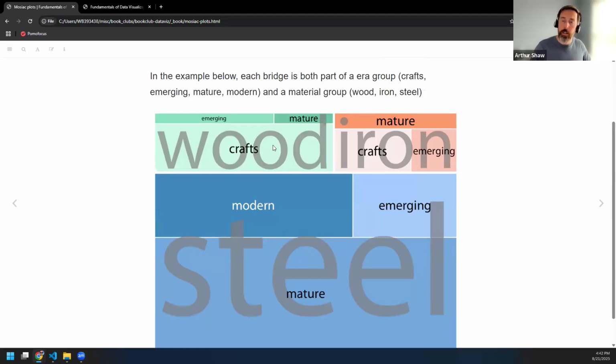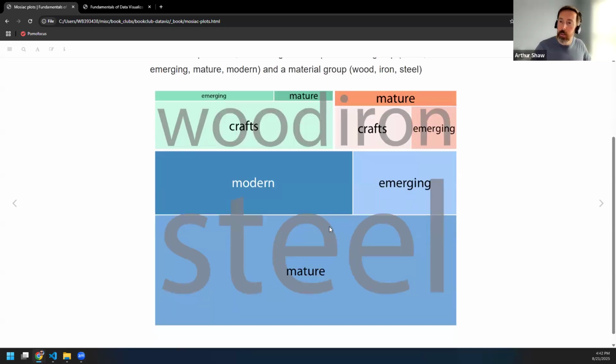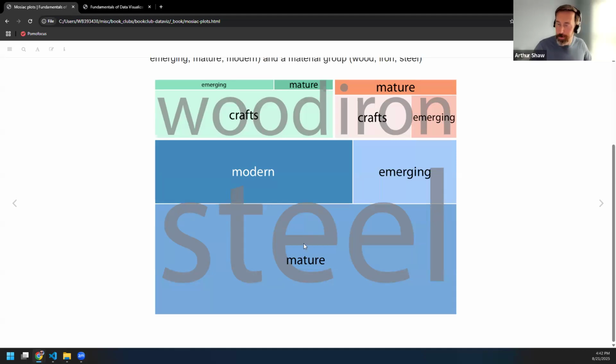So the idea is to grapple with parts of the whole by saying, first, let's take an area, in this case a square area, eerily reminiscent of waffle charts in a certain sense, and then subdivide it at the first level of, say, steel. This is the area of all steel bridges, all wood bridges, all iron bridges. And then within those groups, segment it further to show, within that larger group, the relative proportion of bridges coming from a certain era.